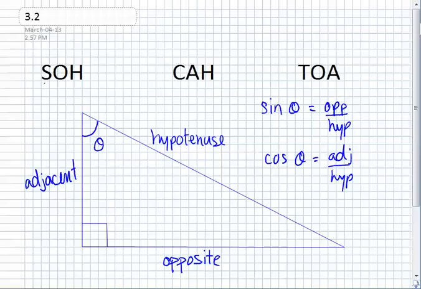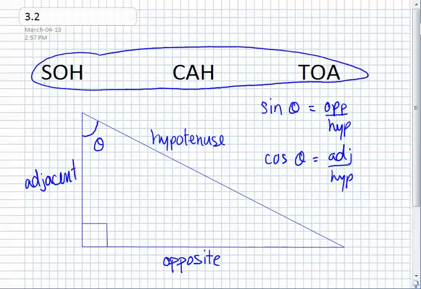Nothing really new again, it's just a different way of ordering the ratios. But this little mnemonic, SOHCAHTOA, if you remember SOHCAHTOA, you can remember all the different trig ratios. Sine is opposite over hypotenuse, that's SOH. CAH is cosine is adjacent over hypotenuse. TOA, we know now, is tangent is opposite over adjacent. It's always going to be one of those three.